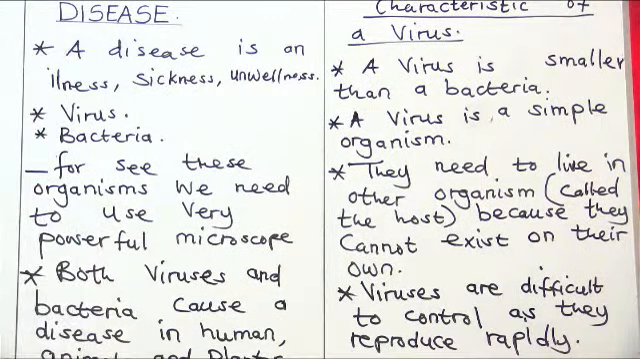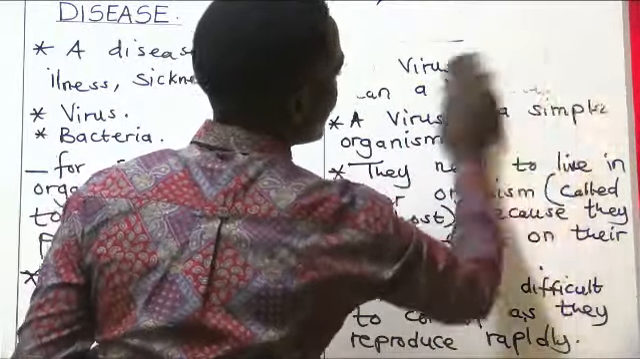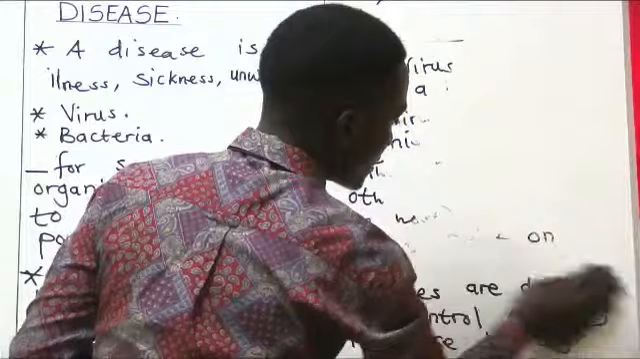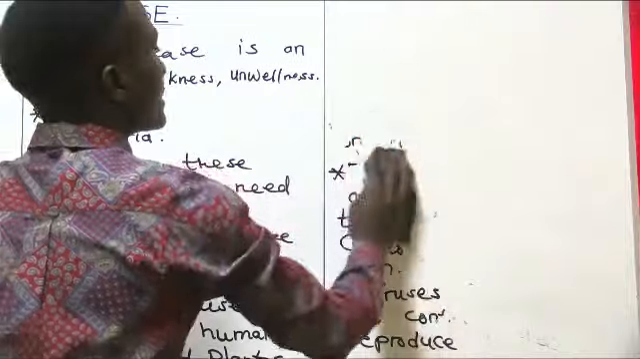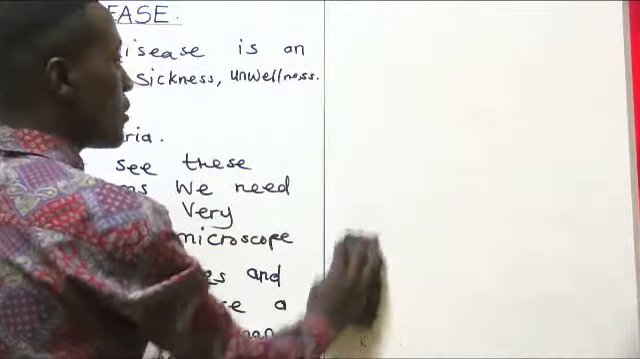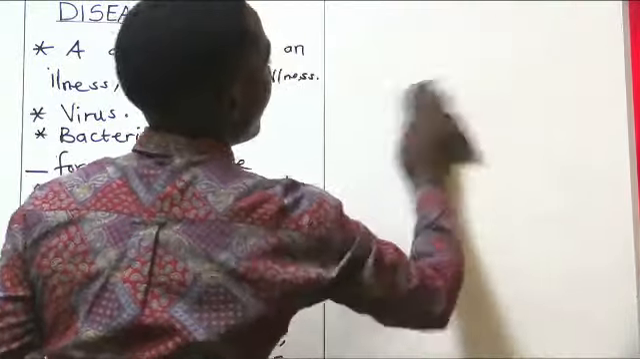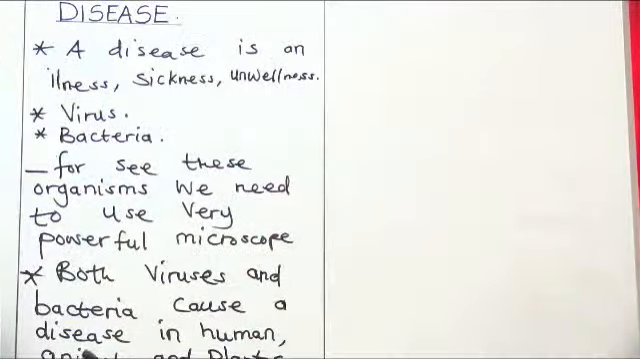Now we're going to look at another organism which causes diseases: the bacteria. We're going to look at the characteristics of a bacteria, the way the bacteria behave when it is in the body of an animal, plants, or us human beings.